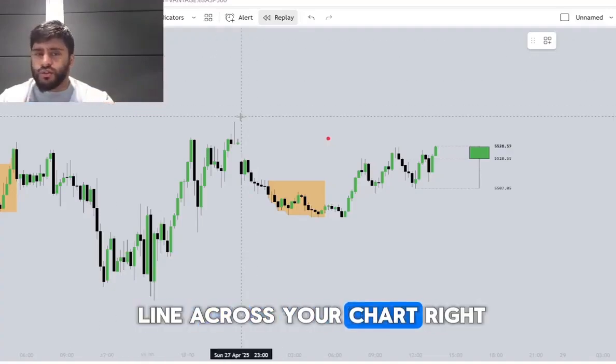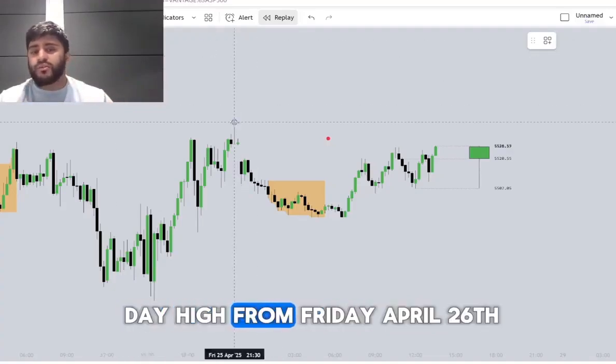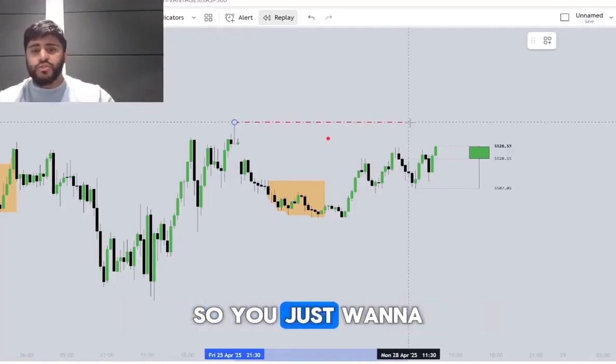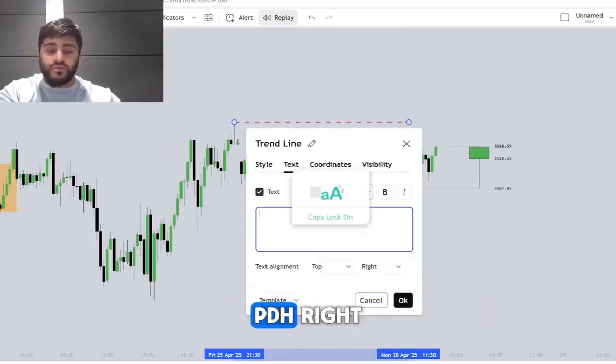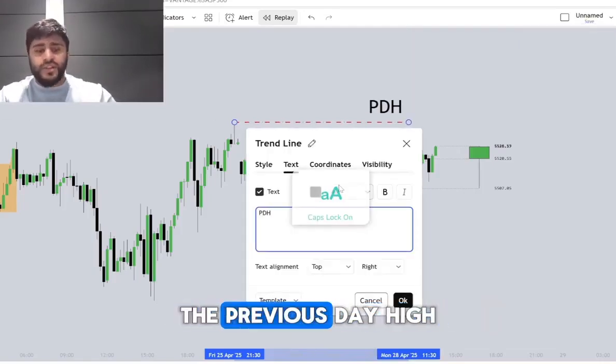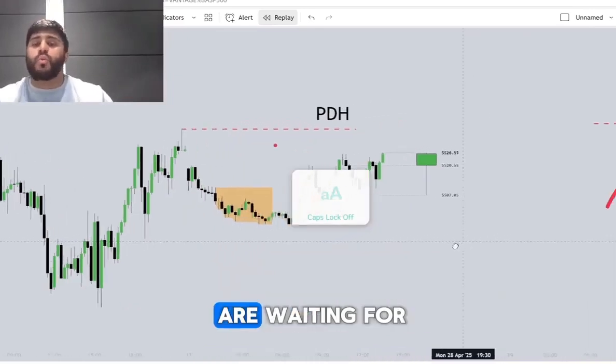One line across your chart, right? This is the previous day high from Friday, the 26th of April. So you just want to draw a line like this, and you want to label that line previous day high, right? PDH, previous day high. Now, the previous day high is essentially what you are waiting for.